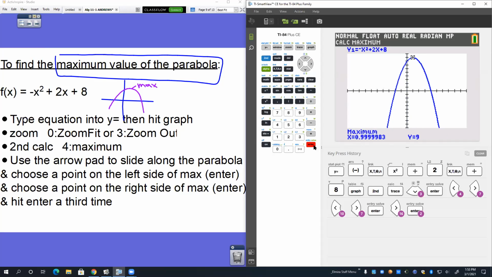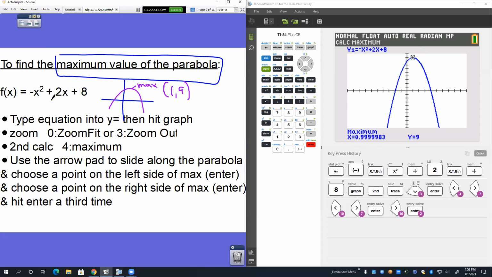Notice that it gives you the maximum. So our maximum point, the highest point on this parabola, that's really 1, 0.99999. That's really 1. So over to 1, up to 9 is our maximum. Why does it give you an X and a Y point? Because that's really a coordinate. This is really the point 1, 9.